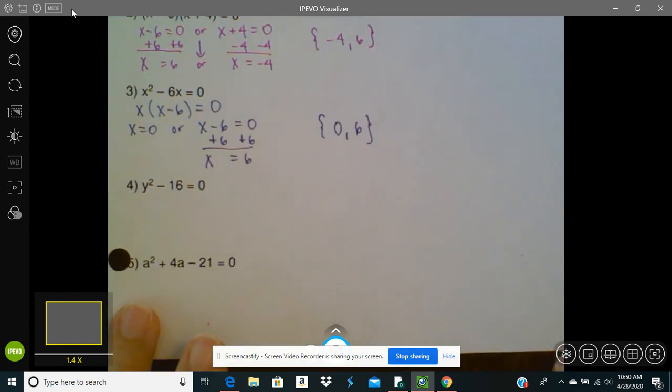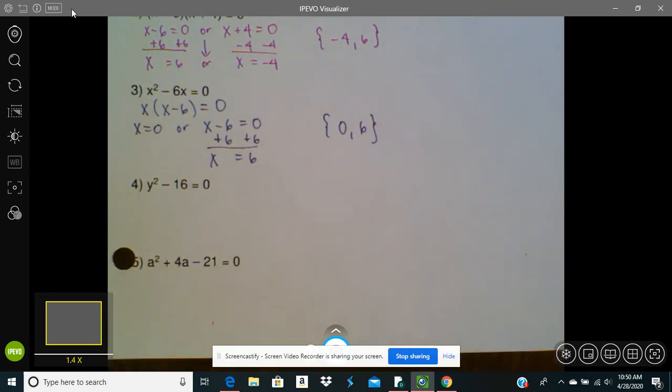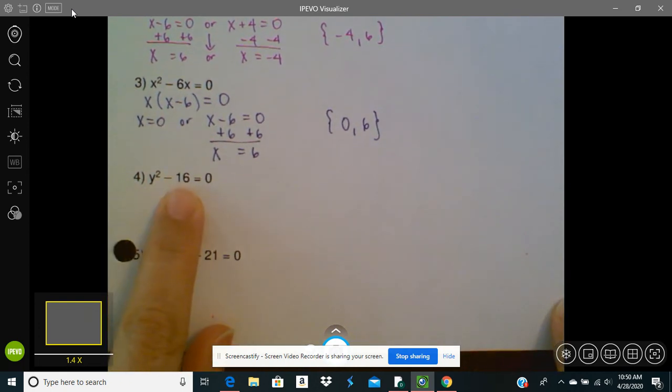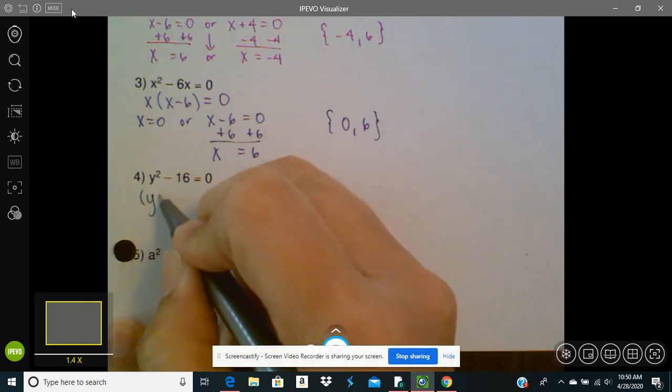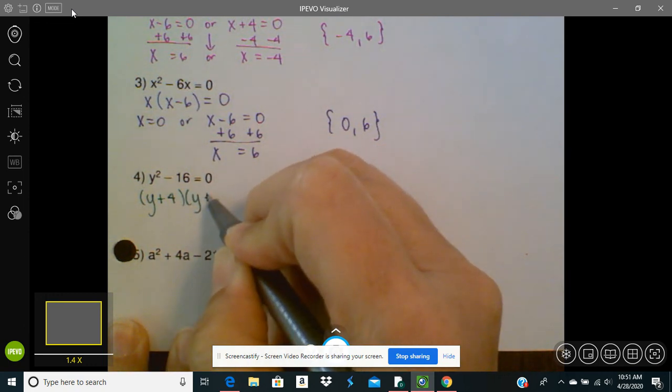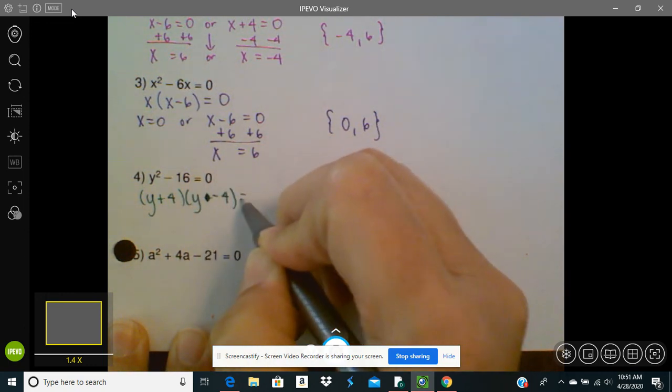Okay, number 4. Holy summary of factoring, Batman. I have no idea how to do that. I don't see a greatest common factor. No, you don't see a greatest common factor, but I count 2 terms. This is a square, this is a square. That means this is a difference of squares. And when you factor a difference of squares, you get conjugates. So this is y plus 4 times y minus 4 equals 0.